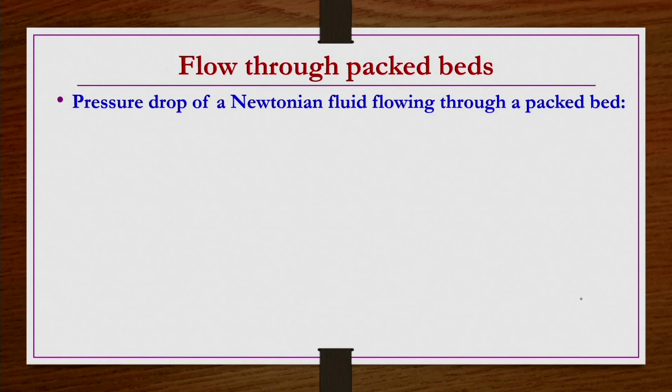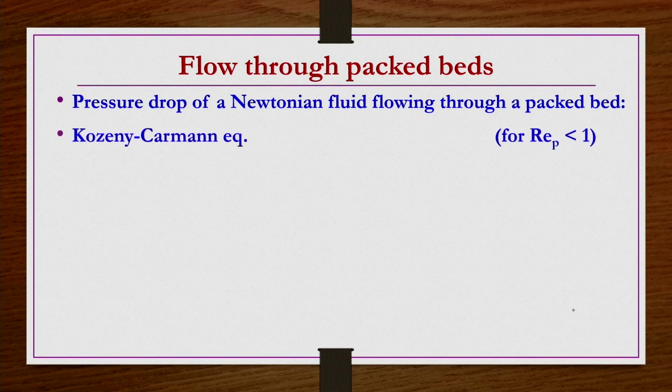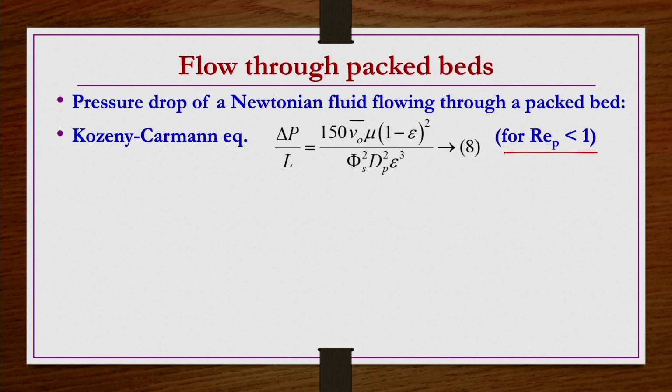So, we will have a summary of the equations we derived in the previous lecture, because this lecture is a follow-up of the previous lecture. Flow through packed beds: pressure drop of a Newtonian fluid flowing through a packed bed. We have seen the Kozeny-Carman equation for Re_p less than 1. We derived it as delta P by L equals 150 V naught bar mu (1 minus epsilon) whole square divided by phi_s square d_p square epsilon cube. This is the equation for pressure drop.